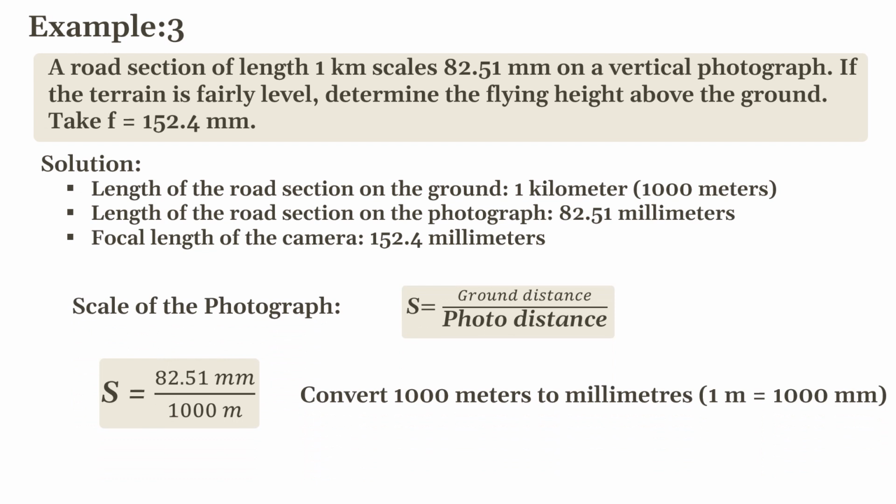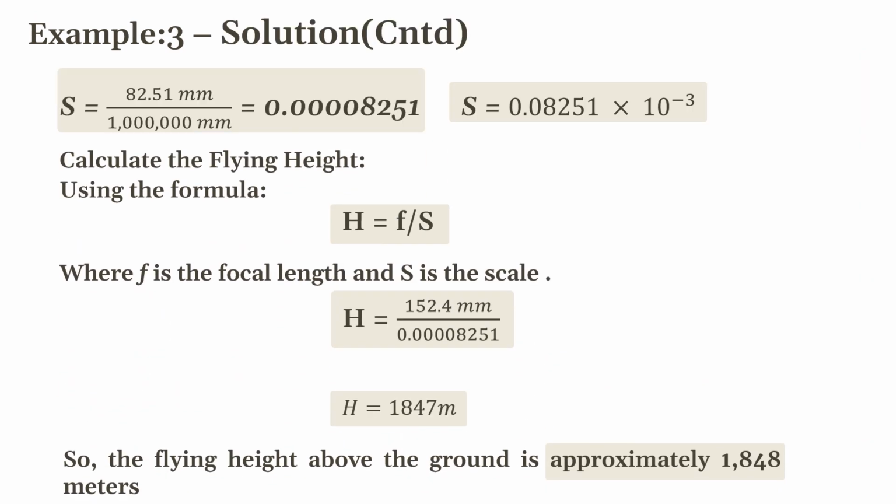Step 1 is finding the scale of the photograph. The scale S of the photograph can be found using the formula S is equal to photo distance by ground distance, which gives 82.51 mm divided by 1000 meter. So, converting 1000 meter to millimeter, 1 meter is equal to 1000 millimeter, right? S is equal to 82.51 mm by 10 lakh mm, which is equal to 0.0000825, which implies S is equal to 0.08251 into 10 power minus 3.